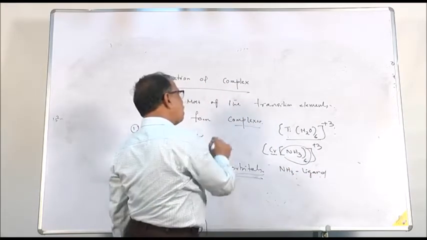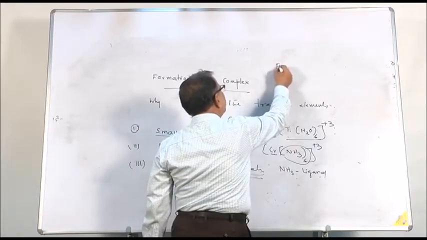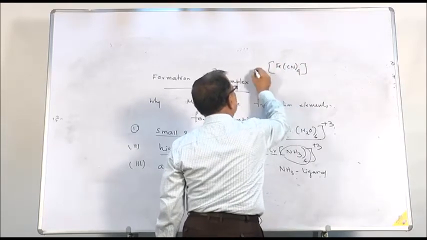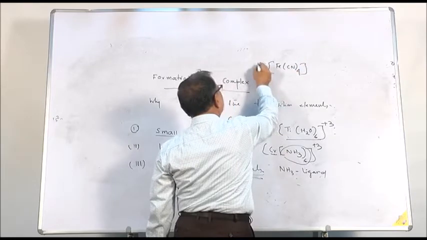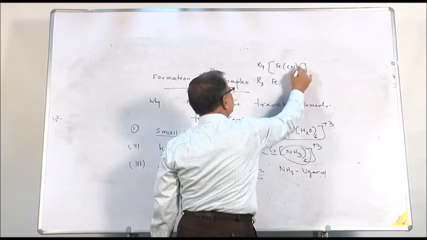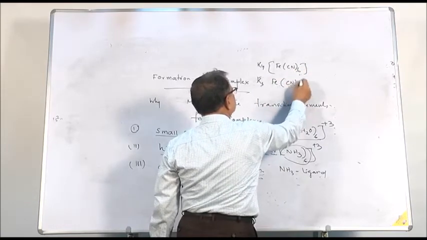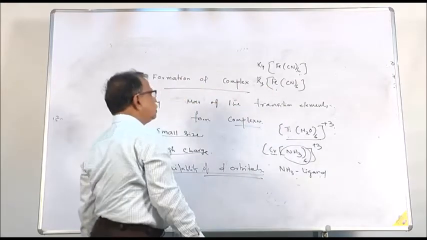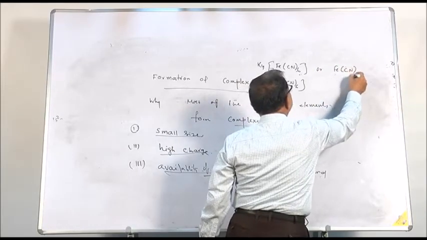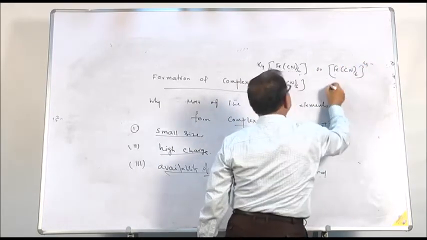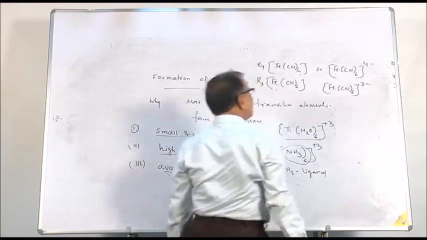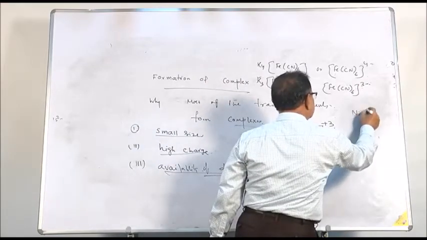Similarly, iron forms a number of complexes, like K4[Fe(CN)6] and K3[Fe(CN)6]. We may write [Fe(CN)6] 4 minus, or [Fe(CN)6] 3 minus. Nickel forms complexes like Ni(CO)4, with coordination number 4.